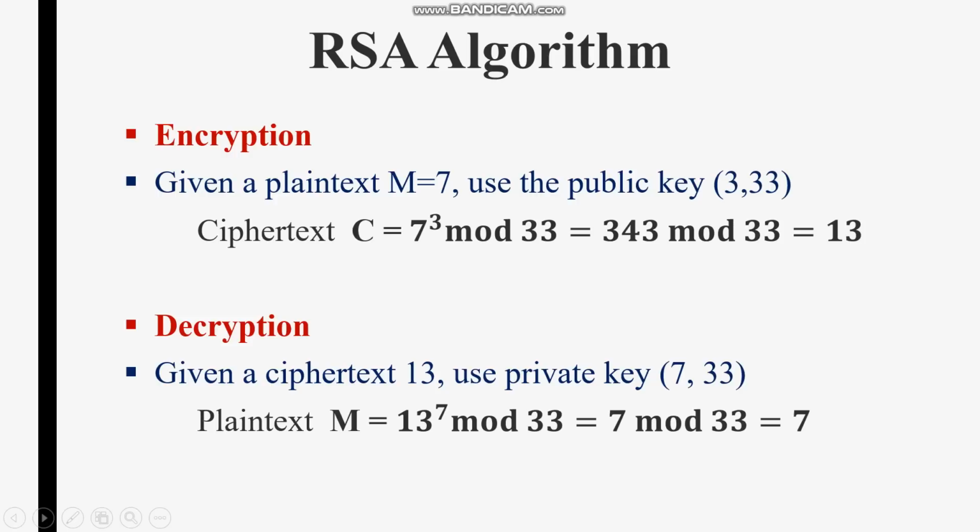So once you calculate this, you will get 7 mod 33. And when this number is less than 33, 7 is the remainder. So is this the plain text what you have initially chosen? Yes. So this is how we perform encryption and decryption using RSA algorithm. So this is one sample example. Now let us understand this with our Java program. Let us look into the code.